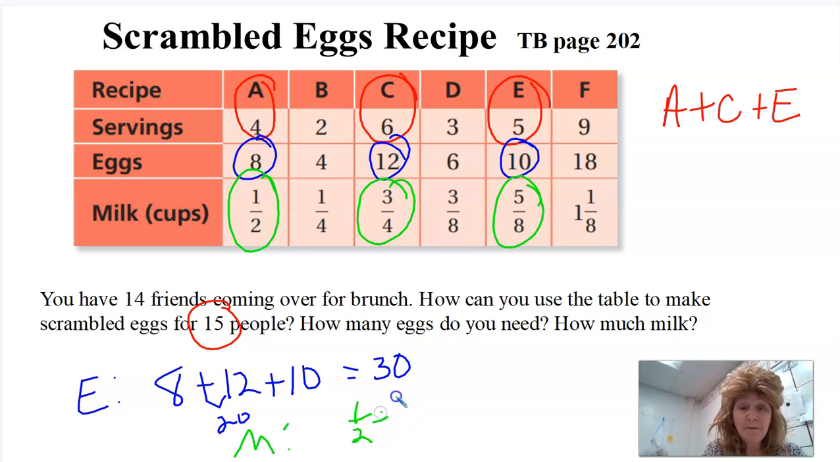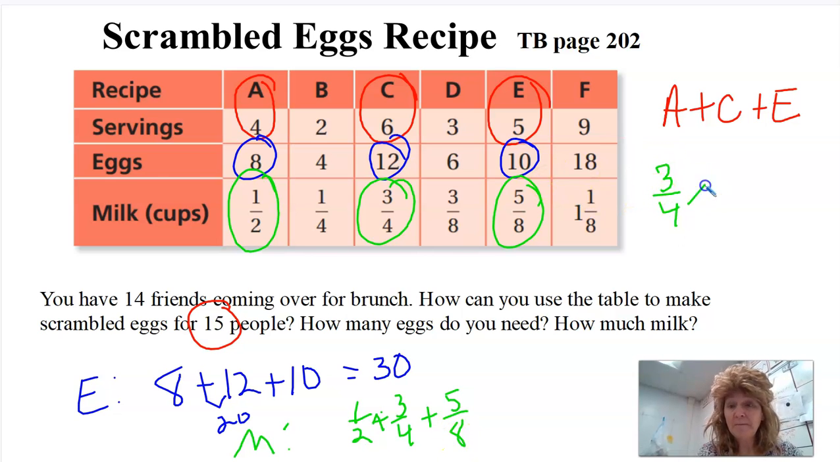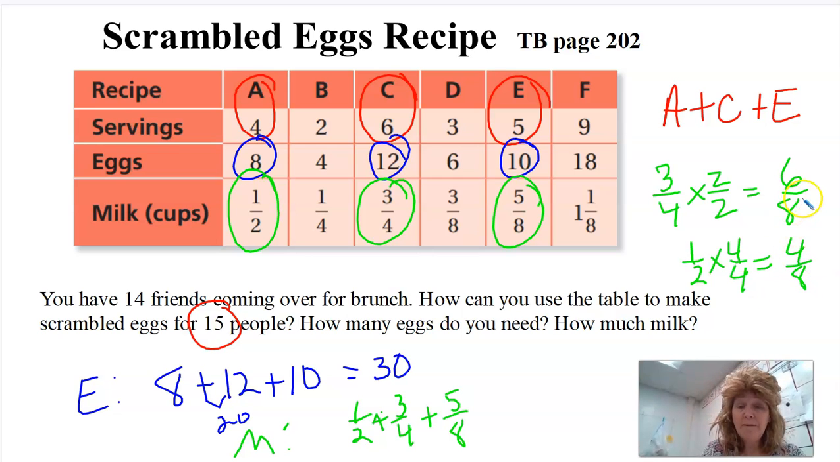1/2 plus 3/4 plus 5/8. All right, I know the common multiple with 2 and 4 and 8 is 8. So 5/8 already has an 8 on the bottom. I'm going to take 3/4 and multiply by 2 over 2 and I get 6/8. And then I'm going to take the 1/2 and multiply by 4 over 4 and I get 4/8. So what I'm adding now, I'm going to replace the 1/2 with 4/8. And I'm going to replace the 3/4 with 6/8. So I've got all the same sizes.